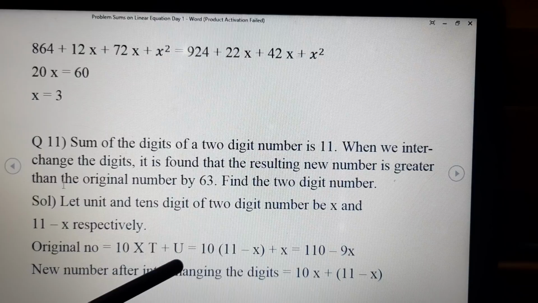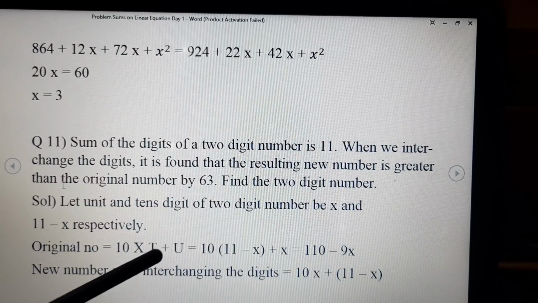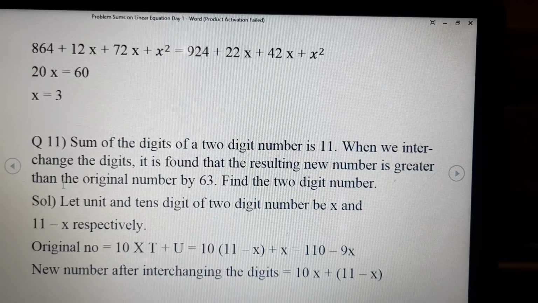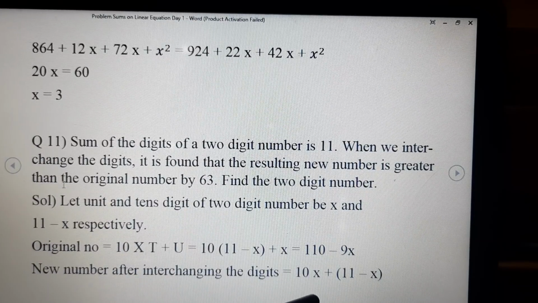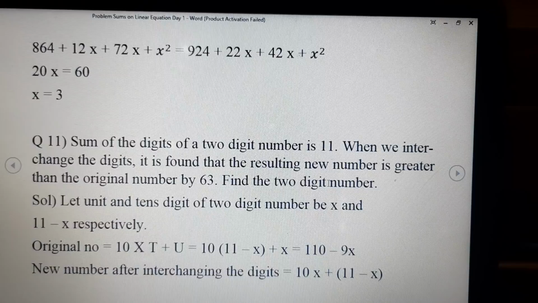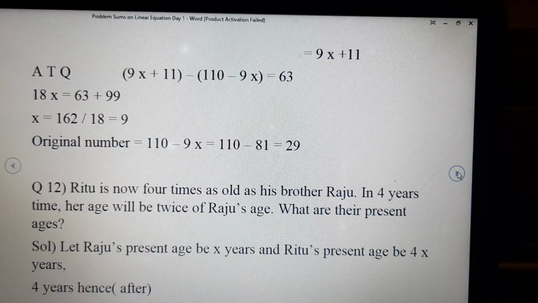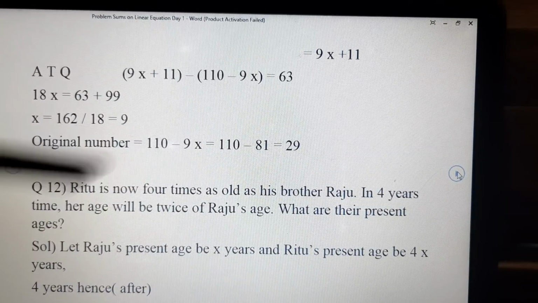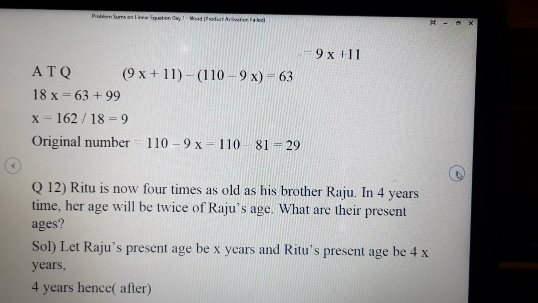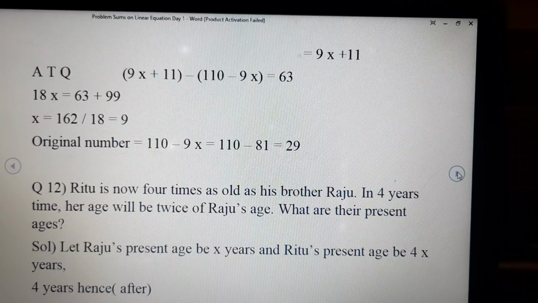So I will also interchange. Here unit was x, tens was 11 minus x. Now tens will be x and unit will be 11 minus x. That's what we have done. 10 into x plus 11 minus x. If we solve, we'll get 9x plus 11.